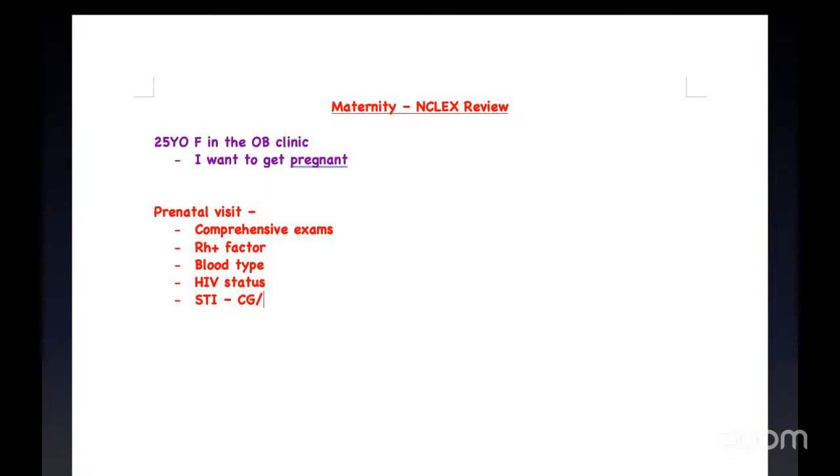Chlamydia, syphilis, maybe HPV, all of them you have to pay attention to. You have to ask the patient about them. And then there's certain things they can ask you about rubella. You have to be careful if she's not pregnant.